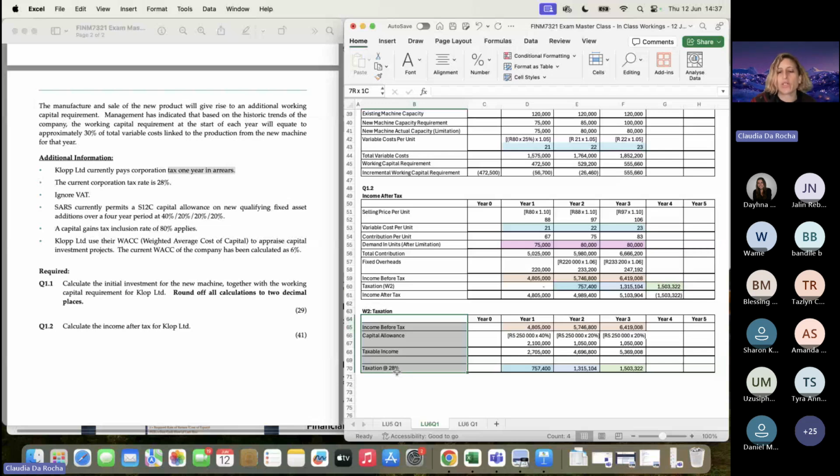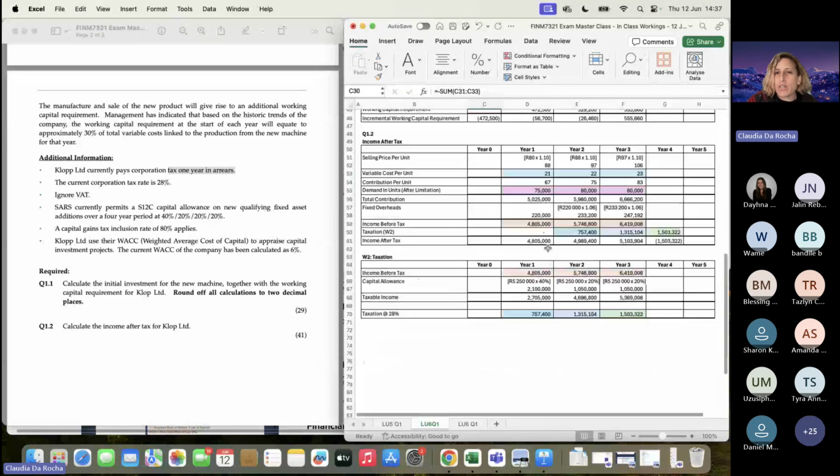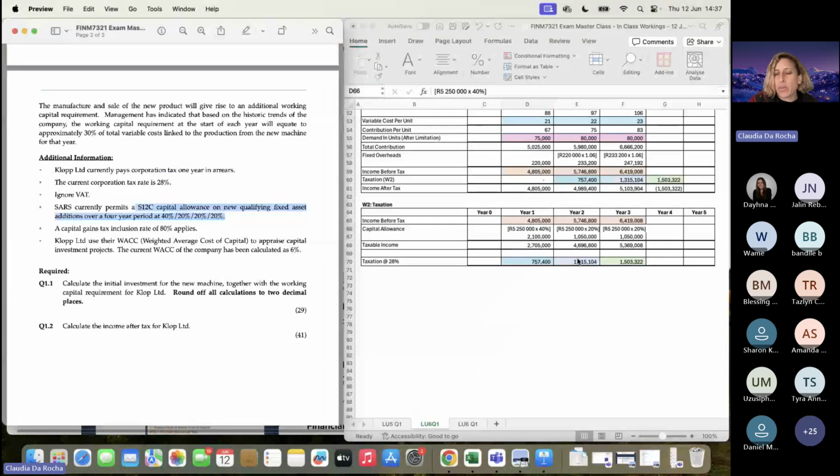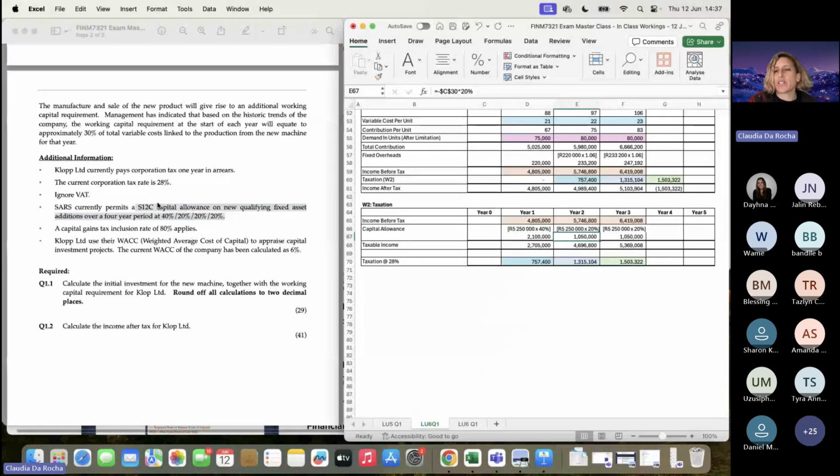All right, so if I go here to income before tax, I then have to minus the capital allowance from there. Capital allowance is the full cost of our asset, which we had calculated before, times the 40%. 40% comes from our Section 12 allowance. We then do 20% because that's what it's asking us the next year, and then 20%. Our taxable income then becomes the difference between our income before tax and our capital allowance. And then our tax is taxed at 28%.